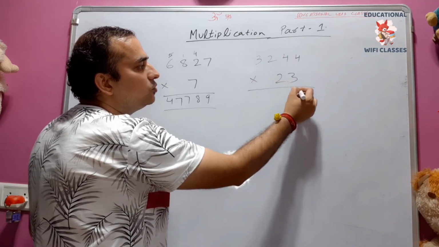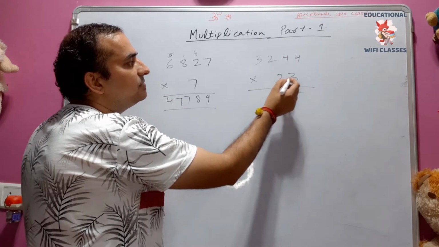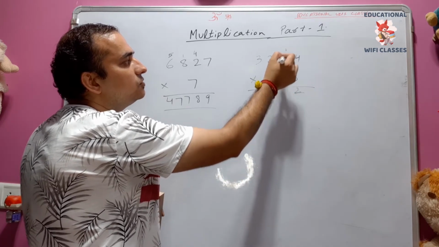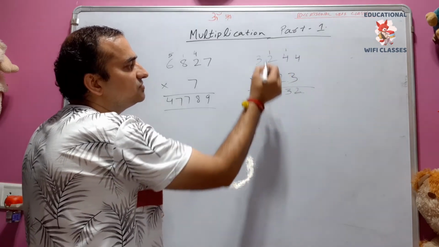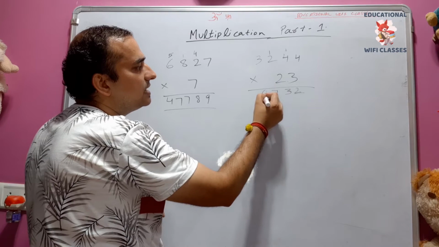So 1 carried, 2 down. Then we will multiply again. 3 fours are 12 plus 1 is equal to 13. So 1 carried and 3 comes down. 3 twos are 6 plus 1 is 7, and 3 threes are 9.